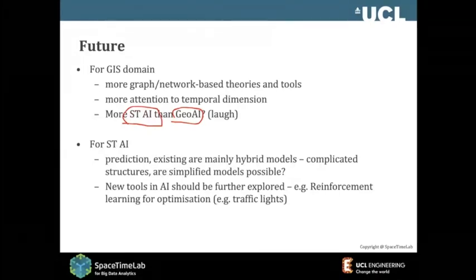So for SpaceTimeAI, of course, most of the models, as I said, are hybrid models, although we showed you some integrated models. In terms of that, I think the structure is still quite complicated. Can we have a simplified model? And also new tools should be further explored. Deep learning, we're just in the early stage. Graph learning is also at an early stage. And more importantly, reinforcement learning should really be used for optimization.